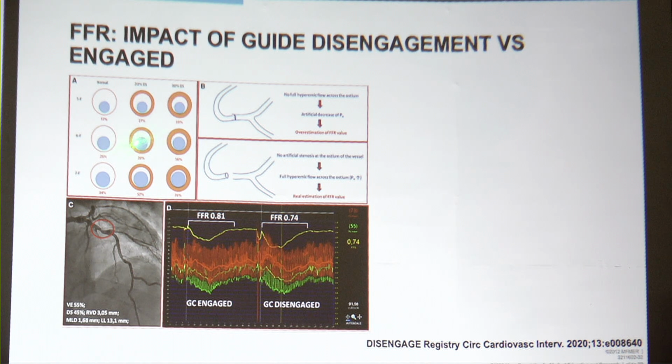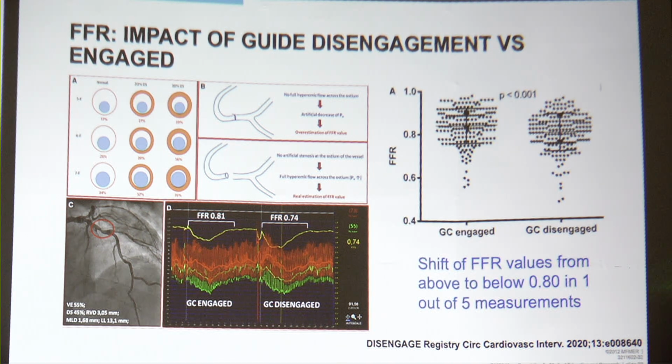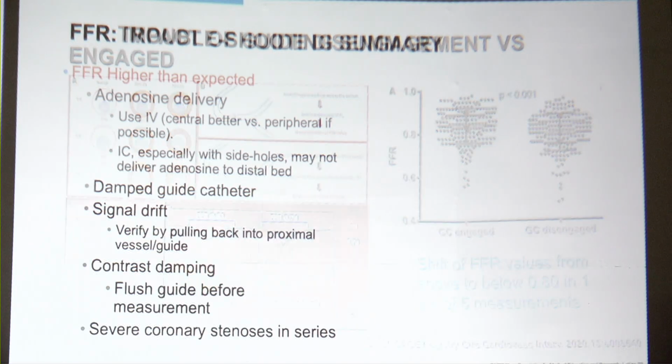This is a really interesting study where they looked at the relationship between the vessel and the guide size, and showed that if the guide was too big for the vessel, even when the vessel was actually normal, you got spurious values. They measured FFR before disengaging. So they engaged here and disengaged. And in 1 in 5 patients, the FFR value went from being normal to abnormal. So watch for too big a guide in a small vessel.